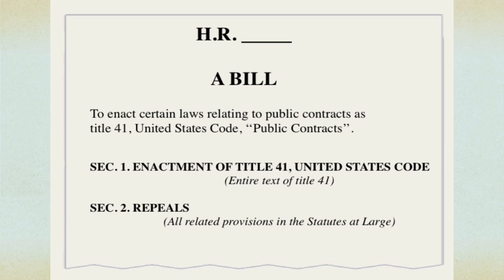To make one title of the U.S. Code into positive law, Congress passes a bill that does two things. First, it enacts the entire text of the title into law. And second, it repeals all of the original provisions that were scattered in the statutes at large. And Congress will do this for each title, one at a time. But progress has been very slow.